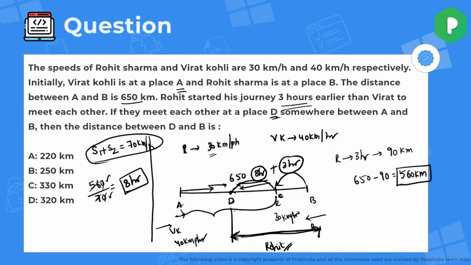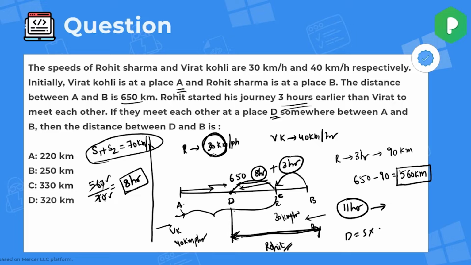Is nothing but total 11 hours, right? So the total time traveled by Rohit Sharma is 11 hours, and in every 1 hour he travels 30 km per hour. Such that what is the distance? Distance equals speed into time, such that 11 into 30 is your total distance traveled by Rohit Sharma to meet Virat Kohli at particular point D. So the distance between B and D is 330 kilometers. So your answer is option C.